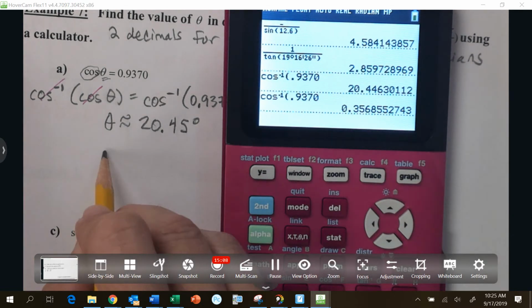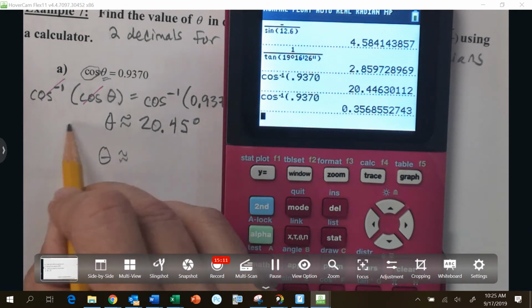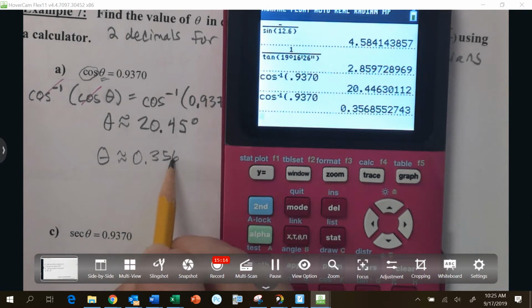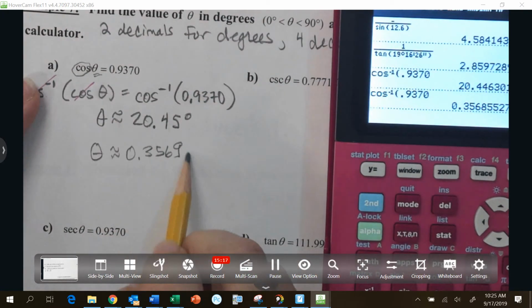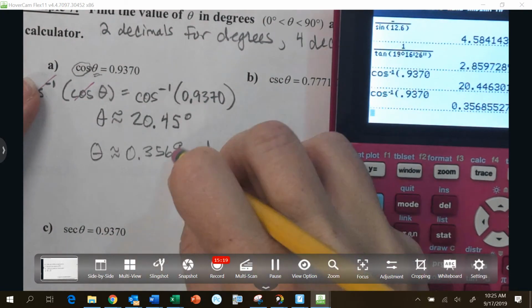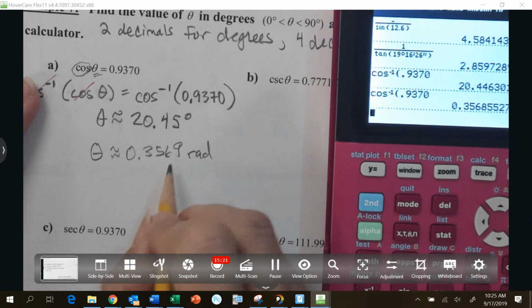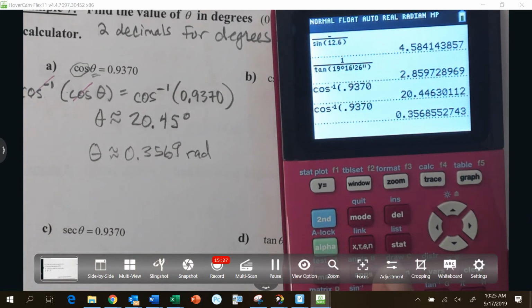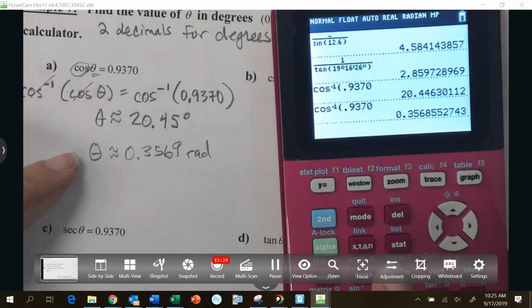So in radians, it would be 0.3569. And I can either put radians or not worry about putting radians, because if there's not a degree symbol, then it is radians. If there's a degree symbol, it's degrees. That's how we know which is which.